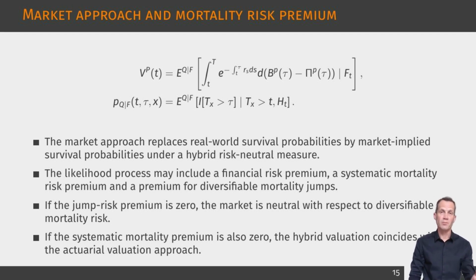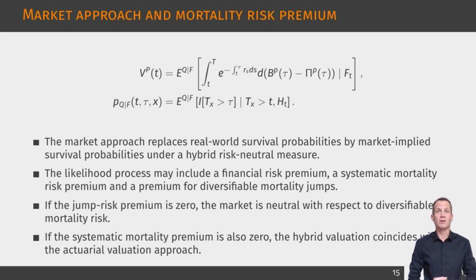The chapter describes the change of measure through a likelihood process. This process may contain a premium for financial Brownian risk, a premium for systematic mortality risk, and an adjustment for the jump risk associated with individual deaths. If the market assigns no price to diversifiable mortality risk, the jump adjustment is zero. This corresponds to the idea that individual death randomness can be pooled in a large portfolio and should not require a market premium. If, in addition, there is no premium for systematic mortality risk, the hybrid valuation coincides with the actuarial product measure valuation. The economic distinction is therefore clear.